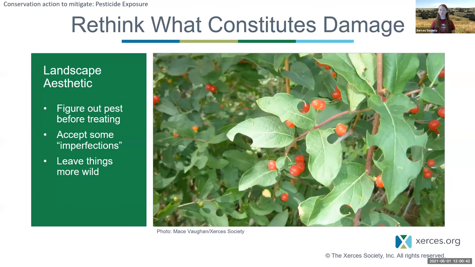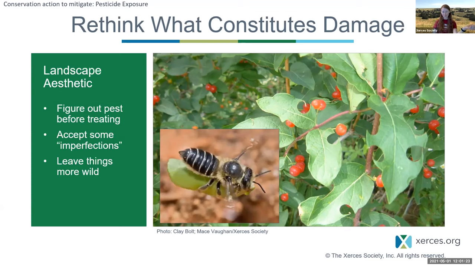Another thing we can do is just rethink what constitutes damage, right? So in a lot of our gardens and our yards, we like things pretty and we like things neat. But when you think about nature, that's not how it is, right? Nature is messy and it is wild, and that's what makes it neat and pretty, right? It's not these human manicured spaces. And so learn to accept some imperfections in your garden and leave things more wild. Because if you came across this, some people might just grab a pesticide and spray it because there's obviously a problem. And sometimes spraying it is the easiest thing to do. But if you investigate what's causing this, you might come to find that that's actually a leafcutter bee and you're supplying habitat for pollinators. So just take a second and notice what's happening in your yard before assuming that it's negative.